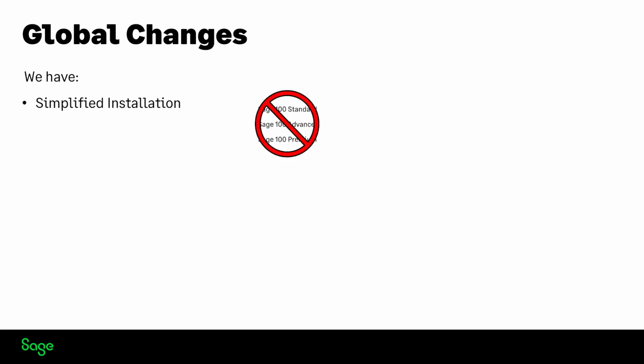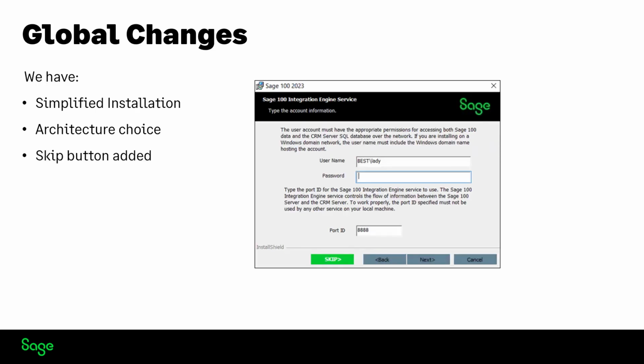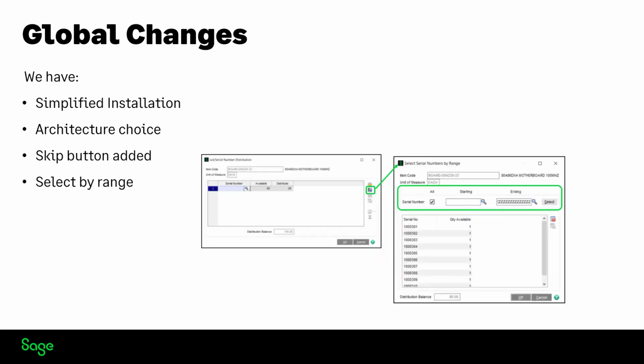First, Sage 100 is now one product, and you choose the architecture. You can now skip the integration engine if it doesn't apply to you. When in the Lot Serial Distribution screen, you'll be able to use the Select Serial Numbers by Range filter. This feature is carried through 6 modules that use serial numbers.